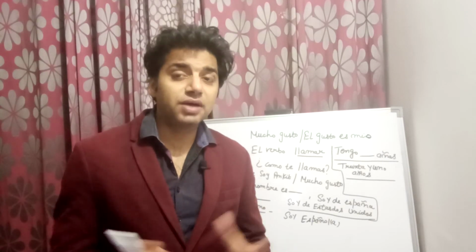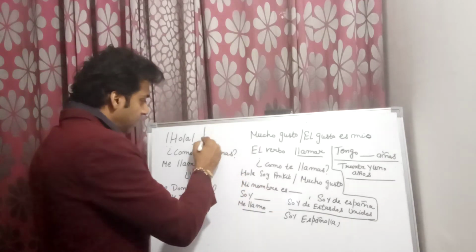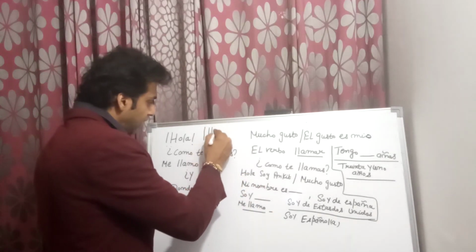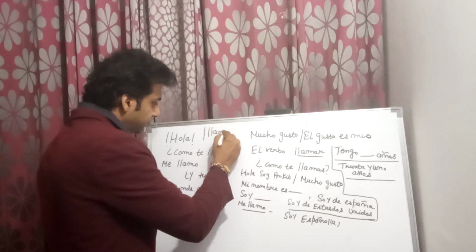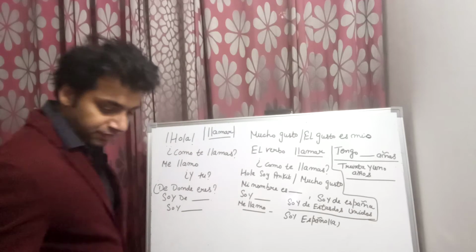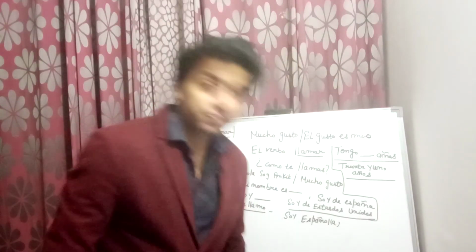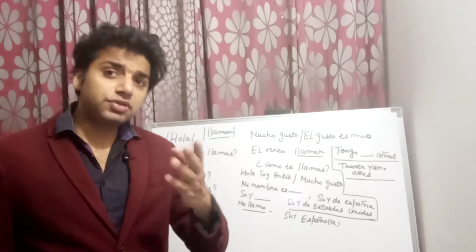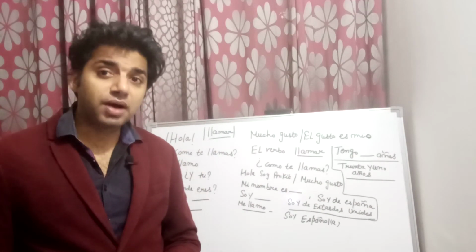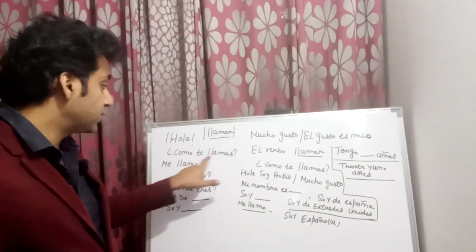Basically, in ¿Cómo te llamas?, we have a verb, llamar, because in Spanish we have a verb here. Llamar is to call oneself. So if I'm saying ¿Cómo te llamas?, for example, hola, ¿cómo te llamas? Llamas. Basically ¿Cómo te llamas? is what is your name.